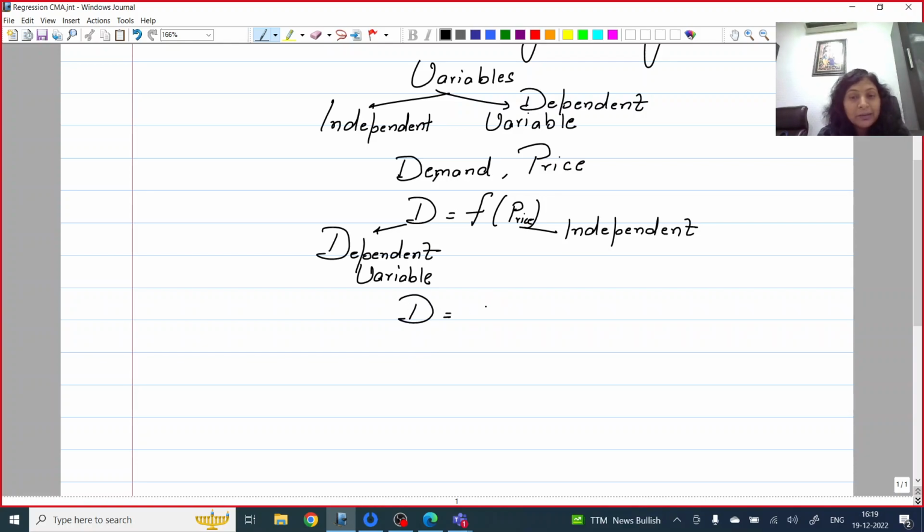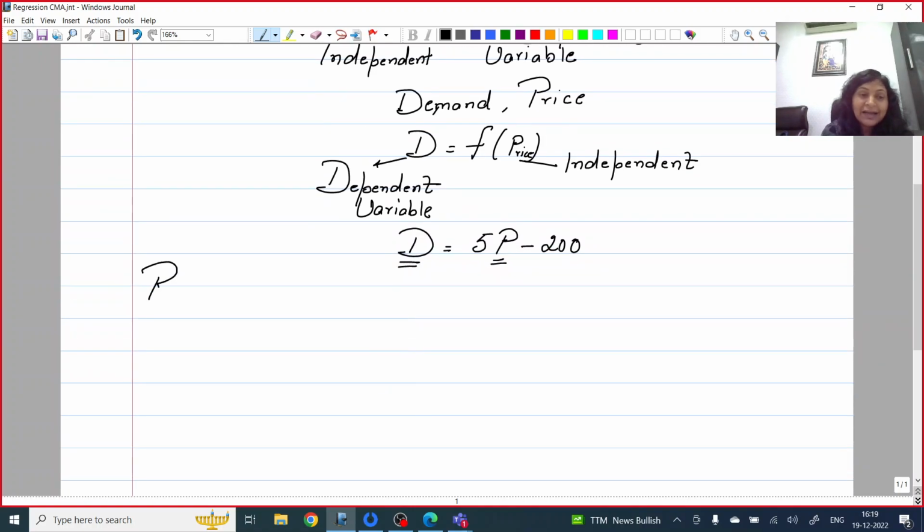Suppose our demand equation is 5p minus 200, suppose. So this is my equation. If I have the value of price, I can easily compute the value of demand. This is called regression. So regression basically helps in predicting the value of the dependent variable on the basis of a given value of the independent variable.